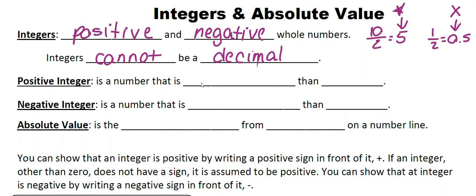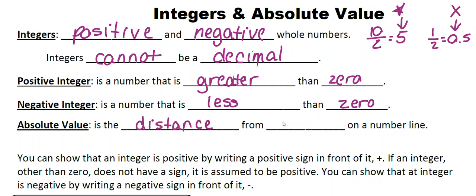A positive integer is a number that is greater than 0. And a negative integer is a number that is less than 0. And all the negatives are located to the left of 0. So you can think left is less. And then the last thing that we're going to talk about is absolute value. Absolute value is the distance from 0 on a number line. And distance is always positive. So this absolute value is always going to be positive.